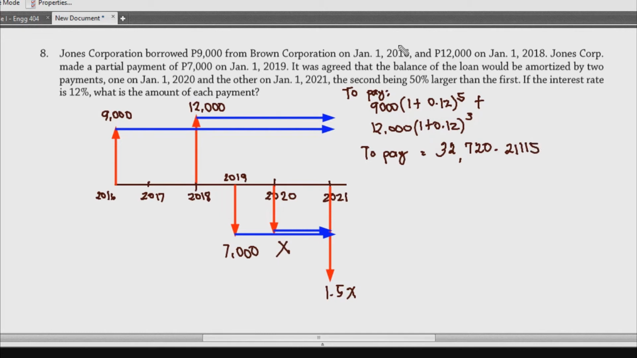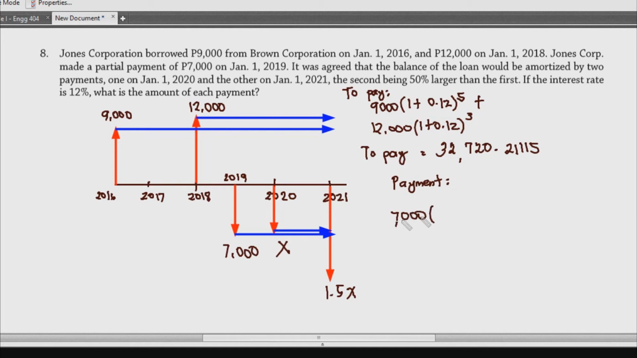Now, if we will amortize this into two payments, wherein the first payment is larger than the second. Pero with this, alam naman natin na we have to include yung 7,000 na binayaran natin before that. So, in this case, we can say na this one should be equated, so your payment is actually this 7,000.